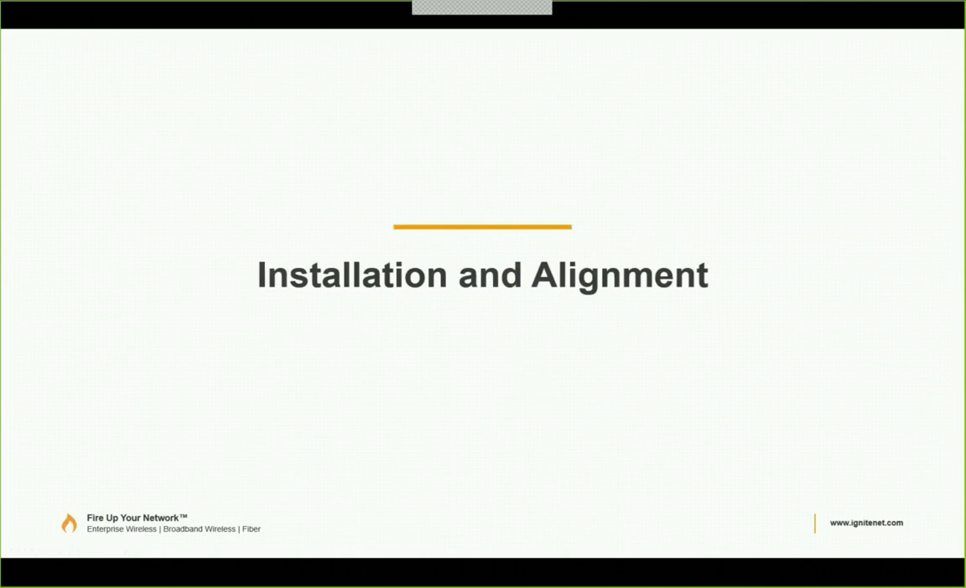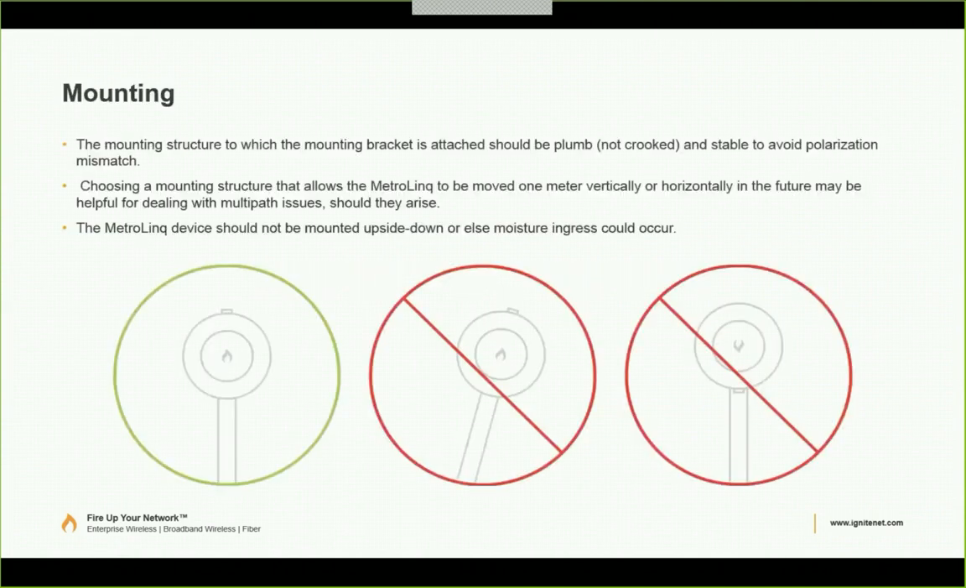Now I'm going to go into a little bit about installation and alignment. When mounting the MetroLinq device, you should choose a mounting structure that's plumb. So when you're installing the mounting structure, it shouldn't be crooked, and it should definitely be stable. This way, you don't have polarization mismatch, and you don't have the device moving out of alignment or anything like that. You should also choose a mounting structure that allows the MetroLinq to move up and down a little bit. This will be really helpful if you end up having multipath issues.